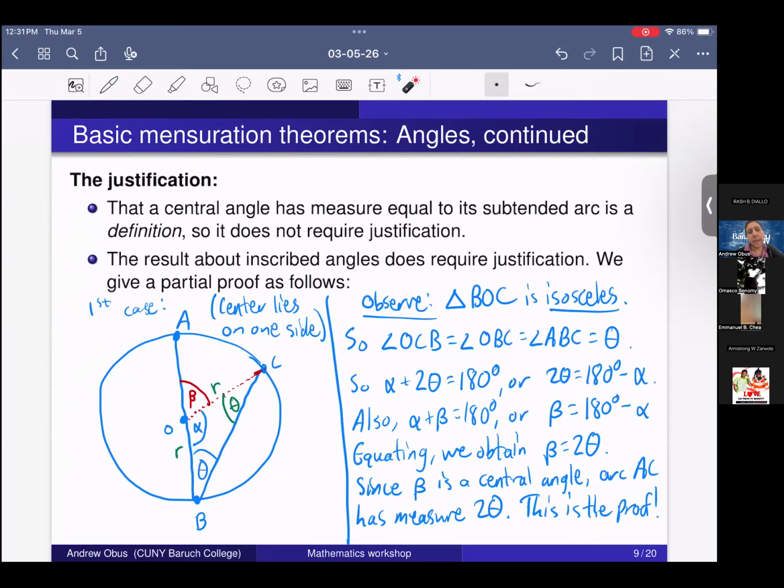Okay, so this is a little bit of a tricky proof. You've got to draw it this way, you've got to draw this extra line, and then you have to use these two ways of making 180 degrees. One way is coming from adding up all the angles in a triangle, and one way is coming from adding up the two angles that make a straight line. But when you have this, what you end up being able to do is setting beta equal to 2 theta. And that's exactly what you want. Setting beta equal to 2 theta is exactly how you get that this arc measure is twice the measure of the angle.